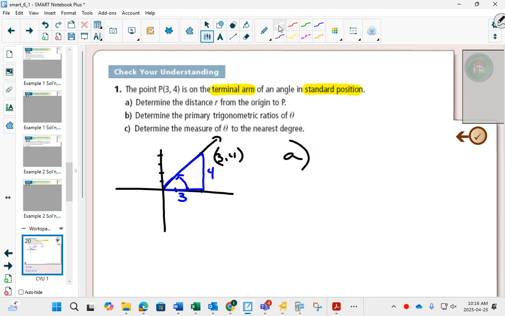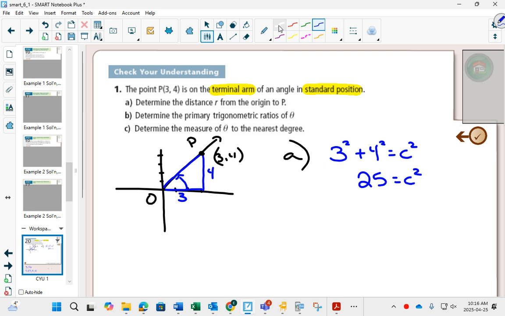Question A says, how long is it? This is the point P right here. This is your origin. How long is it from the origin to point P? Can you see that you can do a squared plus b squared equals c squared? Do some of you recognize this? This is like a very, very special triangle. It's like one of my favorite triangles. Why is it one of my favorite triangles? Because what happens if you do a squared plus b squared equals c squared?